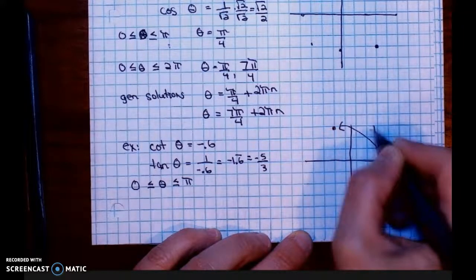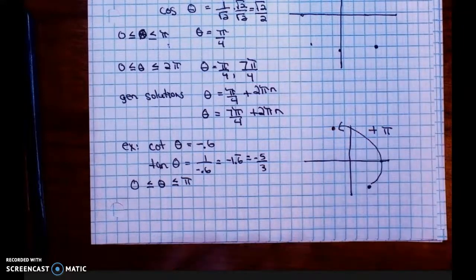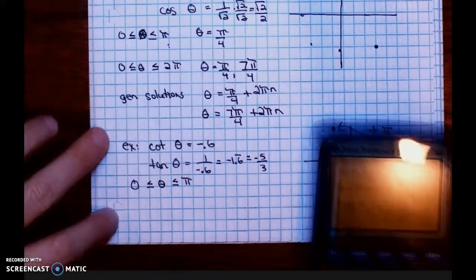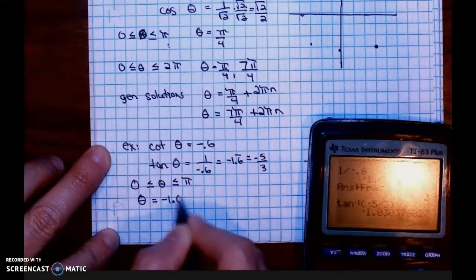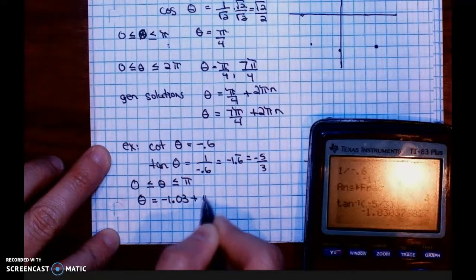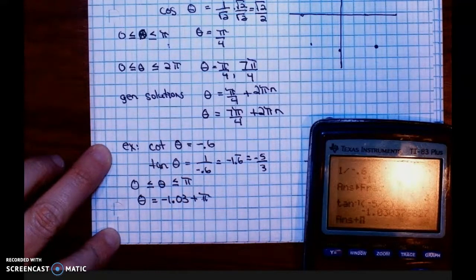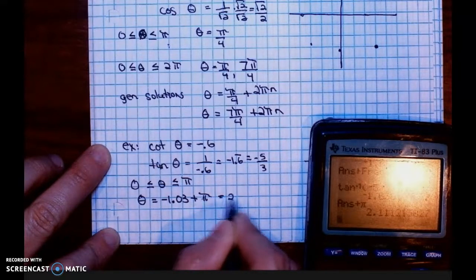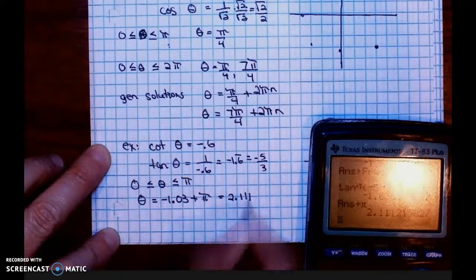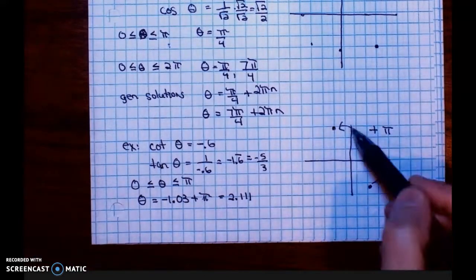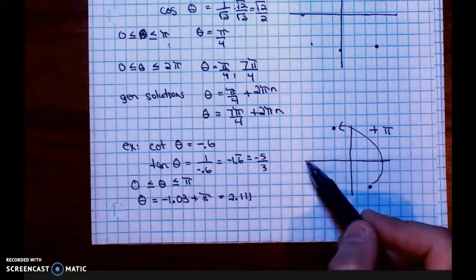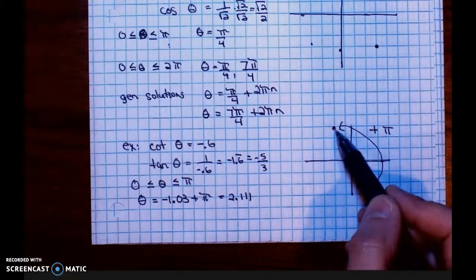We are adding pi. I'm going to take my answer that I had of theta equals negative 1.03, and I'm adding pi. That gives me a radian measure of 2.111. Let's go check it out. 2.11, again, 1.7 is here, 3.14 is here. So visually 2.11 is matching up.